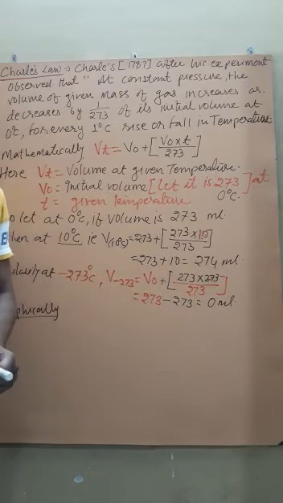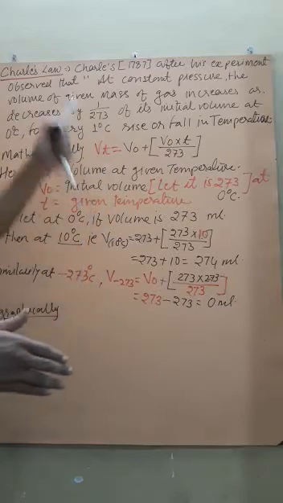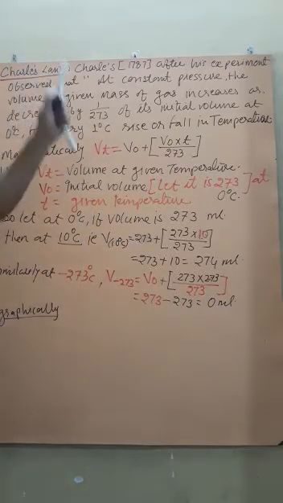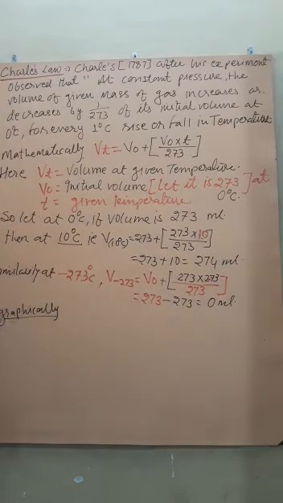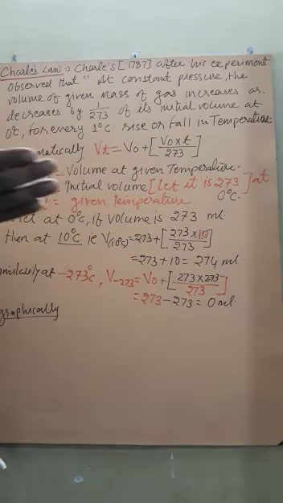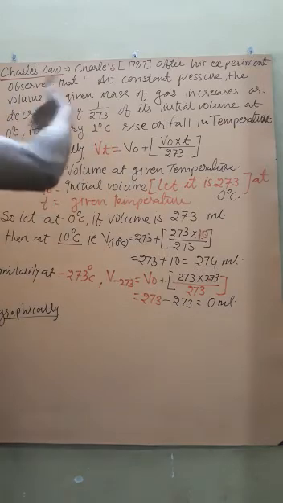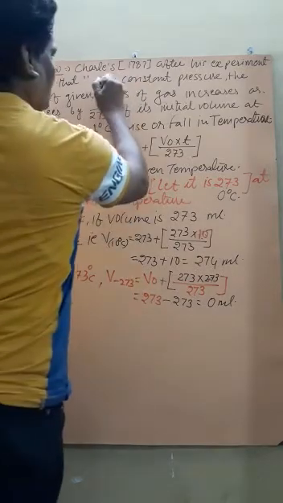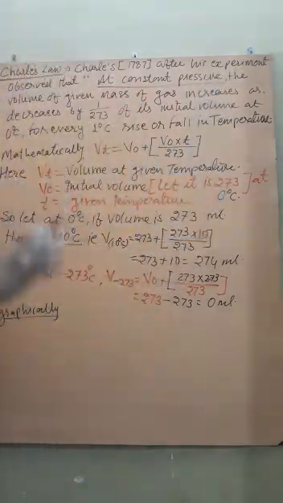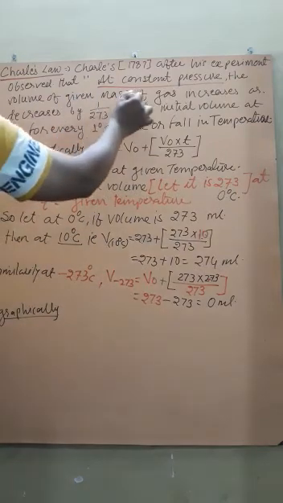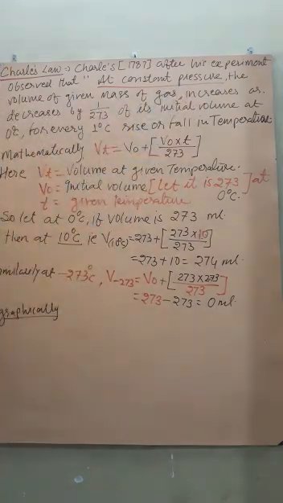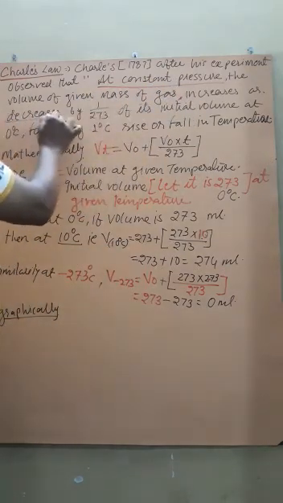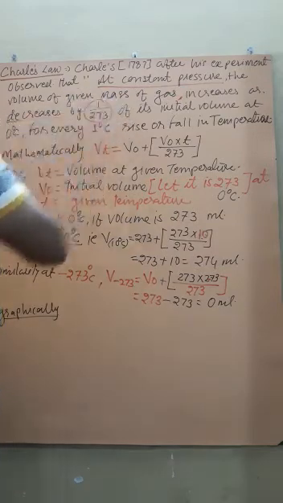But how much will the volume increase at what temperature? This was studied by Charles in 1787. After his study, he stated the law that at constant pressure, that is, one of the factors must remain constant, the volume of a given mass of gas, here the number of moles is also constant, increases or decreases by 1 upon 273.